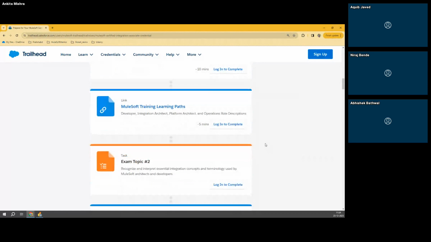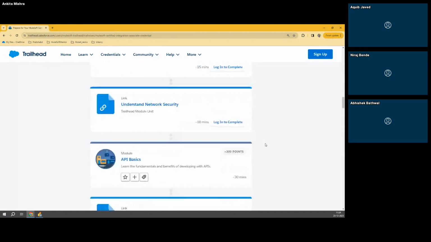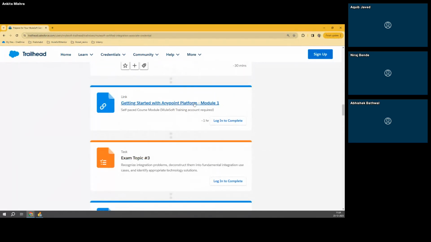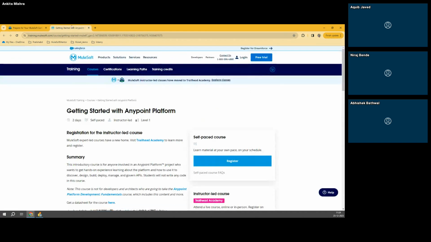In addition to that, they have also given the links to Getting Started with Anypoint Platform. If you click on this, it will take you to a self-paced course module, which is provided by the MuleSoft training account. For both Trailhead and the MuleSoft training account, you have to create your accounts. You have to register. So you go to Getting Started with Anypoint Platform. Right now I have logged out, so this is how you will see the page. You will first have to log in, then register for this particular course.